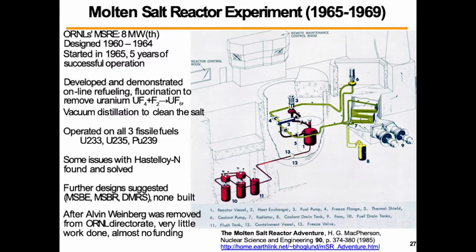I think this is the only reactor core which ran on all three fissile fuels: uranium-233, uranium-235, and plutonium-239. They developed a new high nickel alloy called Hastelloy N, and they found some corrosion issues and they solved them. And they designed many other reactors which were to be the commercial demonstrators, but none were ever built.